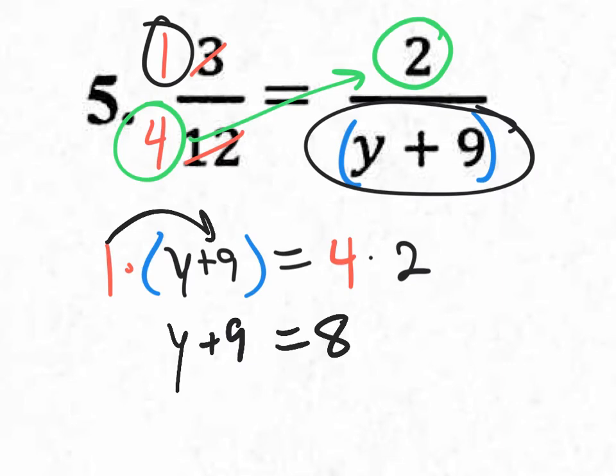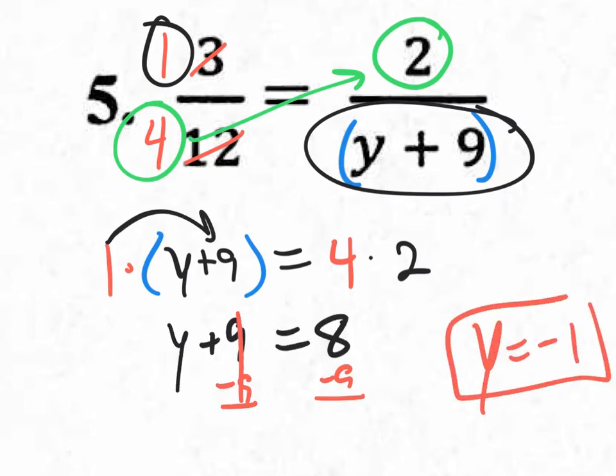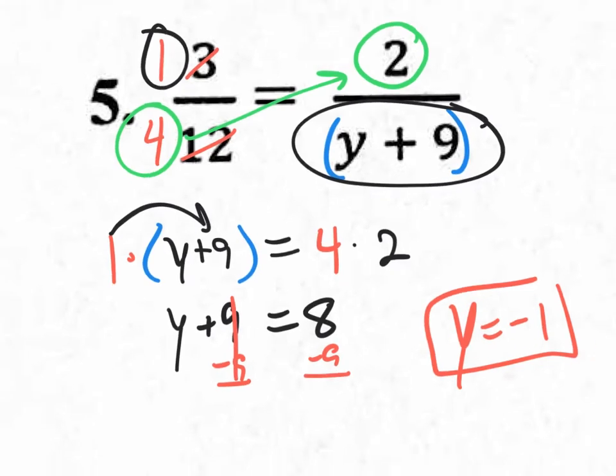So what do I do next? Subtract 9. Final answer is y equals -1. So it really is a lot easier to reduce first if possible. If you had a 3/11, you wouldn't be able to reduce. If you had a 3/7, you wouldn't be able to reduce. But 3/12, you could reduce that. You don't have to. If you would have multiplied 3 times a binomial equals 12 times 2, you'd still be able to solve it, and the answer would be exactly the same, -1. Let's jump to number 7.